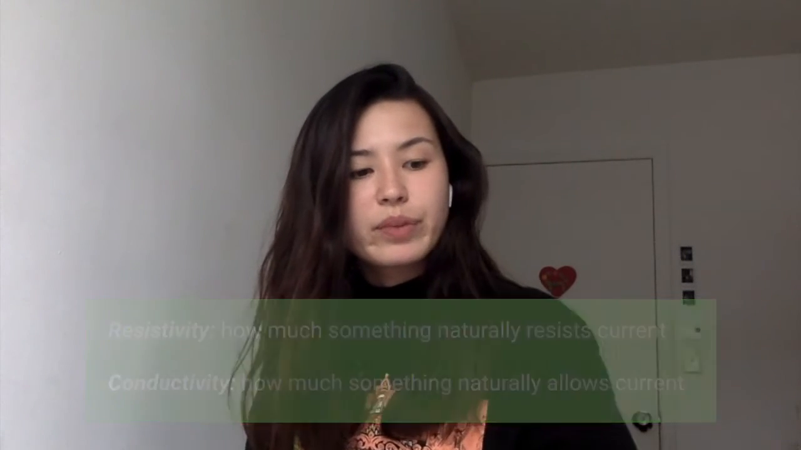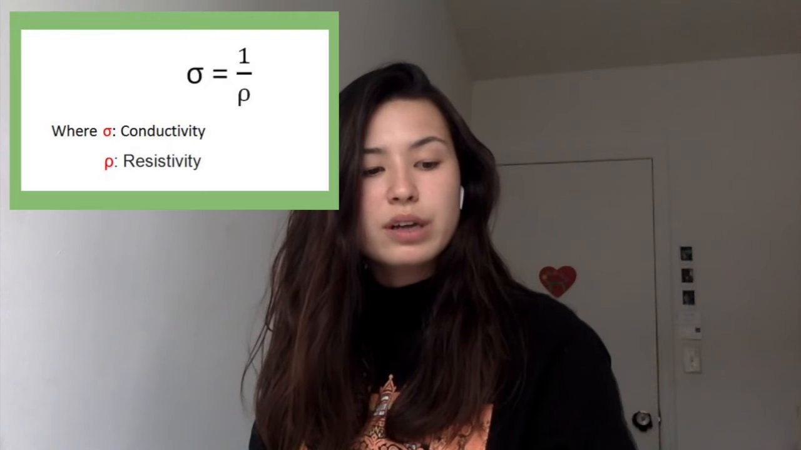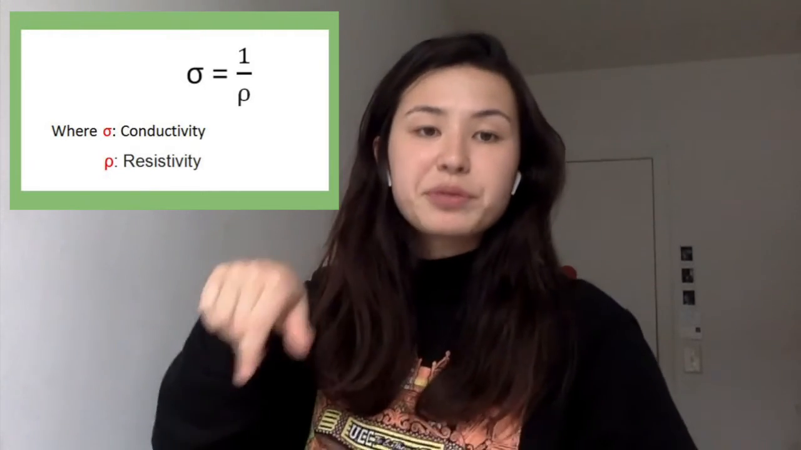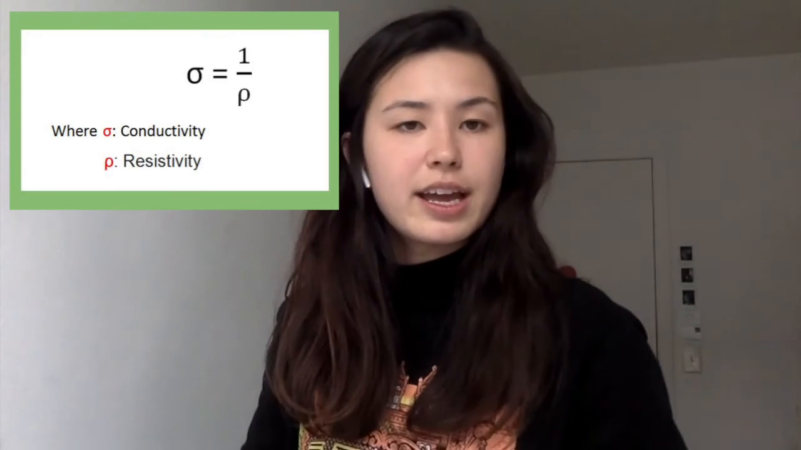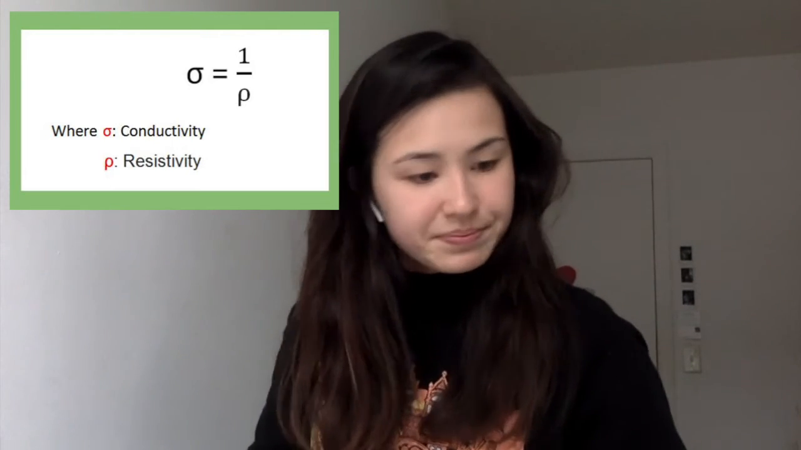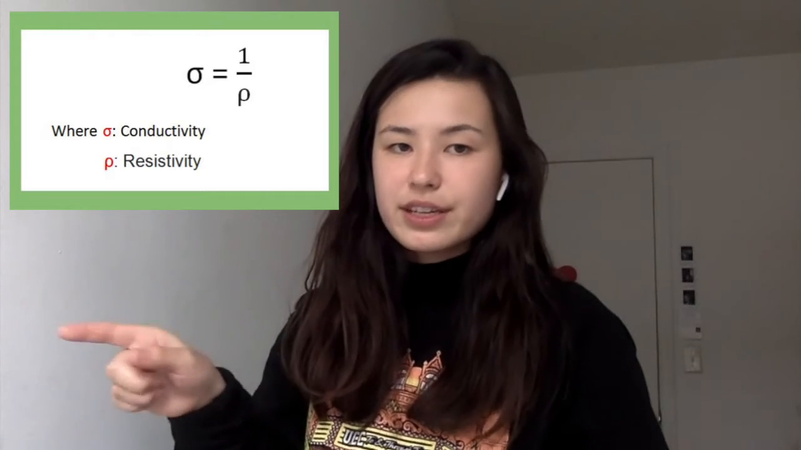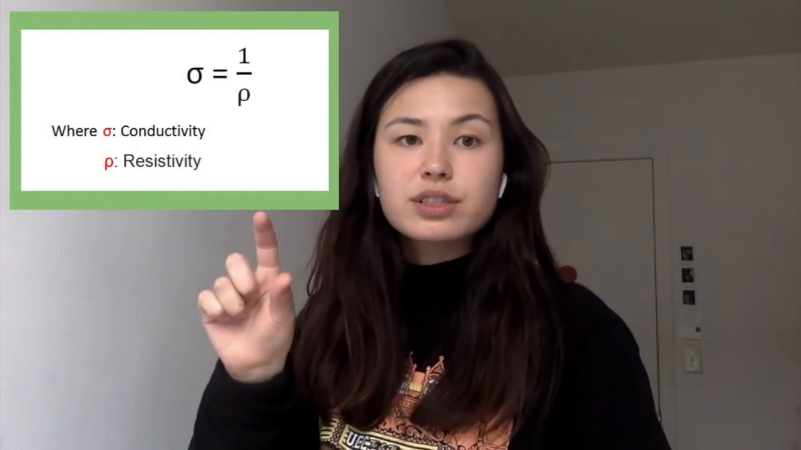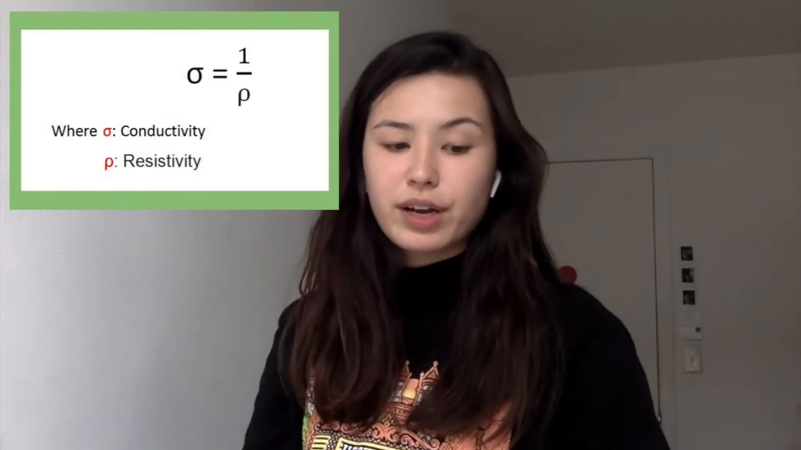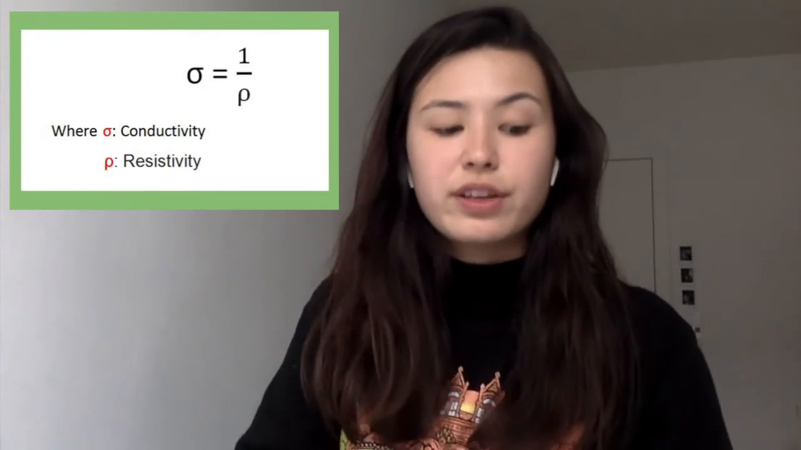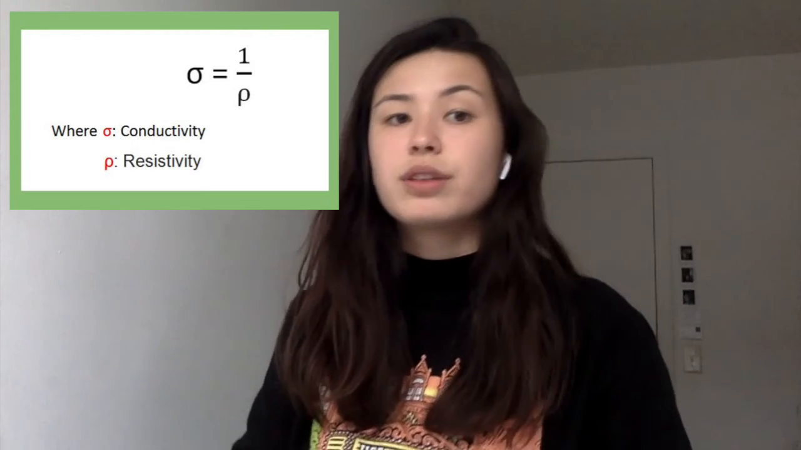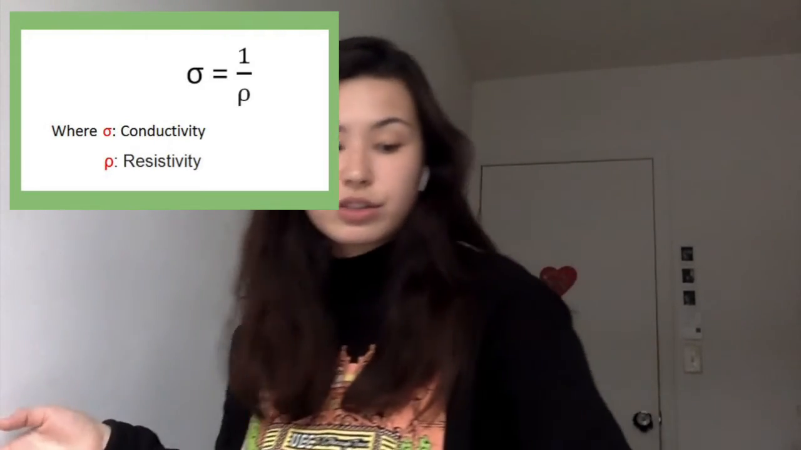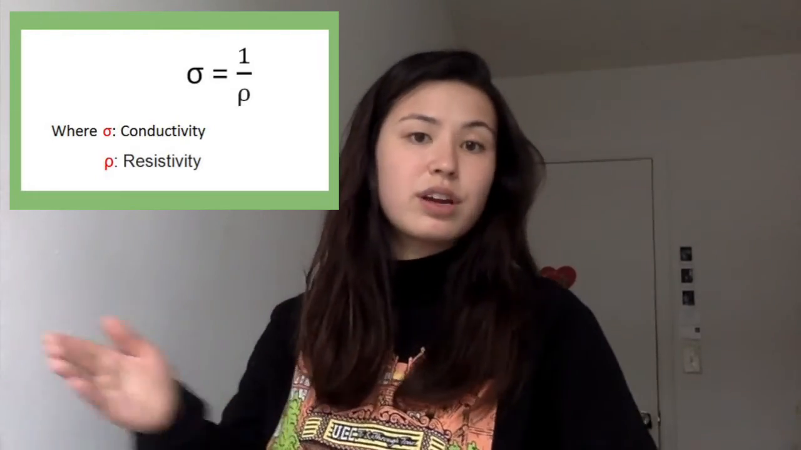We represent conductivity with the sign sigma. So sigma represents electrical conductivity. And it really is this easy. Resistivity is just equal to 1 over conductivity. So they're just inverses of each other. Alternatively, conductivity is equal to the inverse of the resistivity. Essentially, a great conductor is going to be a terrible resistor and vice versa.